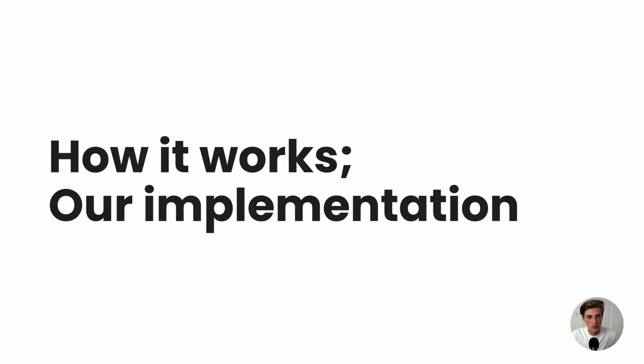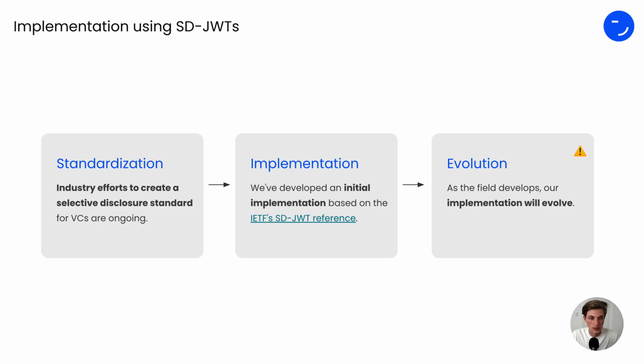So how does it work and how do we implement it? As the industry effort to create a selective disclosure standard for VCs is still ongoing, there is no final implementation yet. Though we made one based on the IETF SD-JWT reference, which is the first draft. Therefore, our implementation can be used to experiment, try out and build first POCs. And after we have a reference that is final, our implementation will also evolve and adjust to those standards.